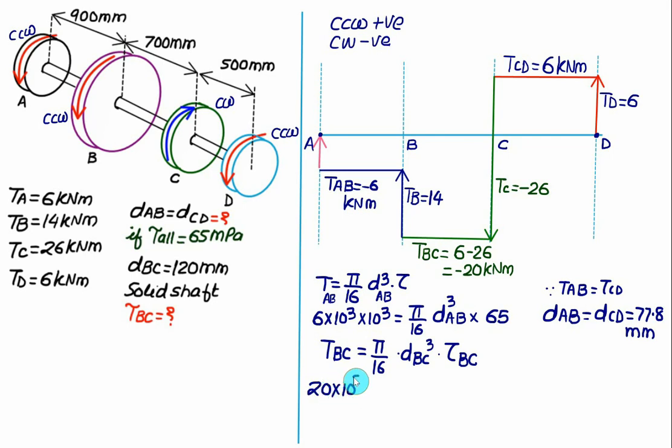Kilo is 10 to the power 3, and converting meters into mm will be another 10 to the power 3, equal to pi by 16 into the diameter of BC, which is given as 120. So we have 120 cubed multiplied by the shear stress in BC. Solve this and you will get the shear stress in BC. You will obtain a value very close to 185.18 megapascal.